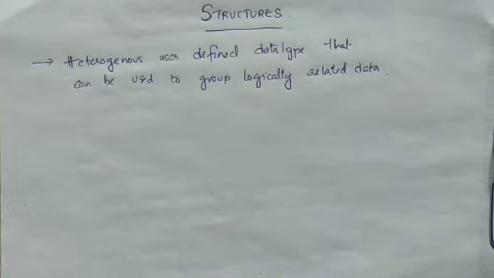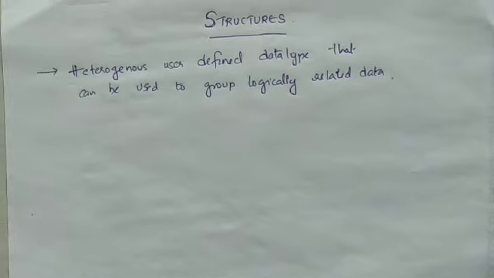Today we will see what structures are. Before that, we should know what arrays are. Arrays we have learned before. Arrays are a derived data type that is used mainly for storing homogeneous data. Homogeneous data items means the same data type can be stored.